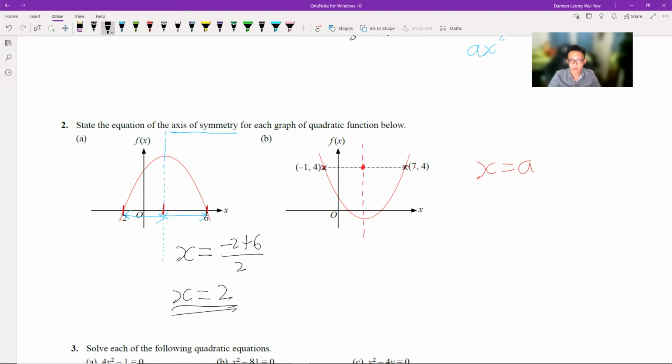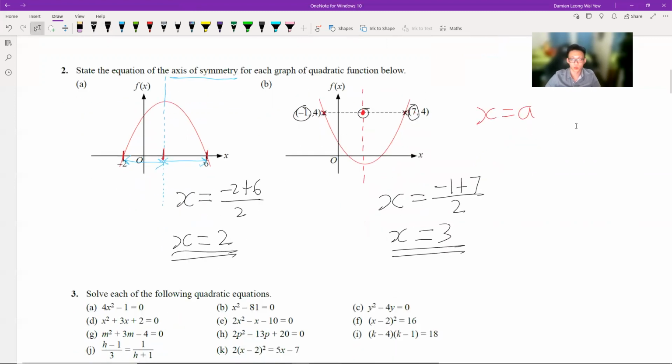For part B, same thing. The y value is the same, so the height is the same. So the x will also be right in the middle of these 2. So the equation of the axis of symmetry is x equals -1 plus 7 divided by 2. So it becomes x equals 3. That's the equation of the axis of symmetry here. That is question 2.